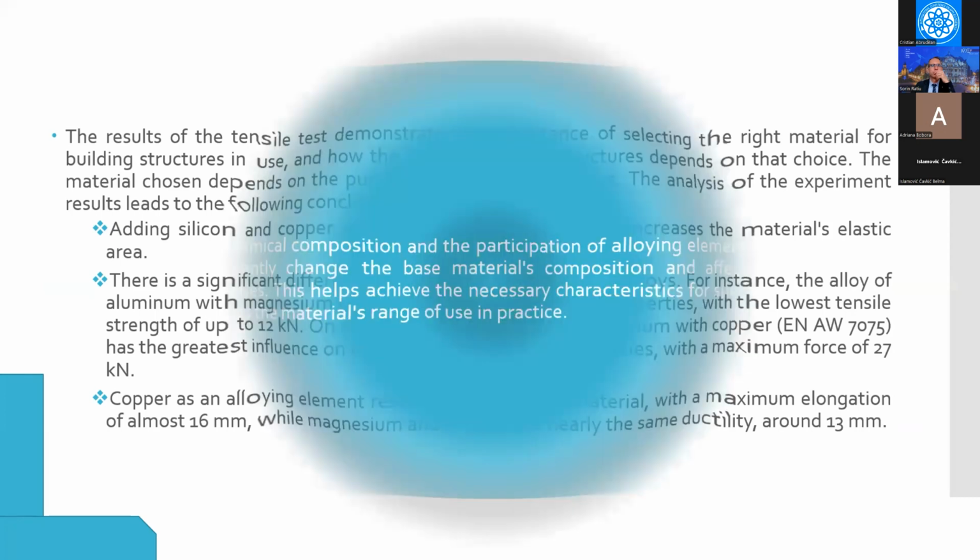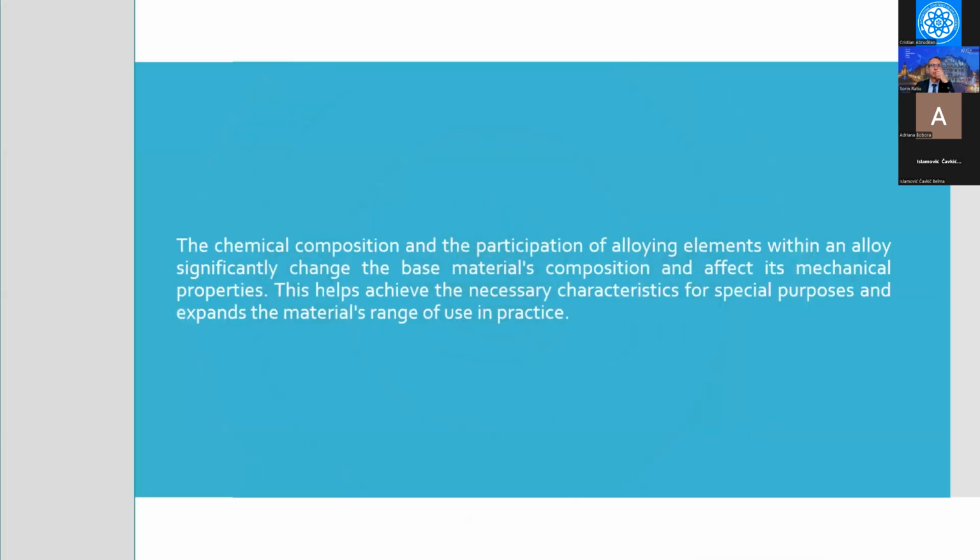The chemical composition and the participation of alloying elements within an alloy significantly change the base material's composition and affect its mechanical properties. This helps achieve the necessary characteristics for special purposes and expand the material's range of use in practice.